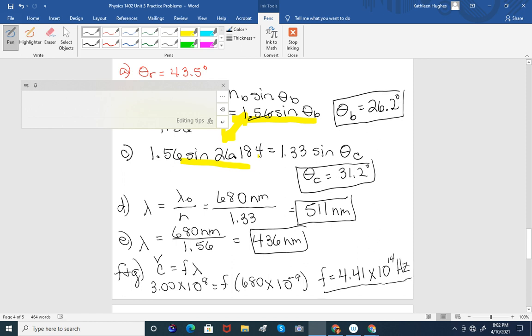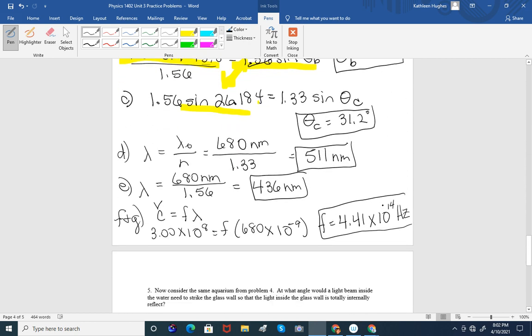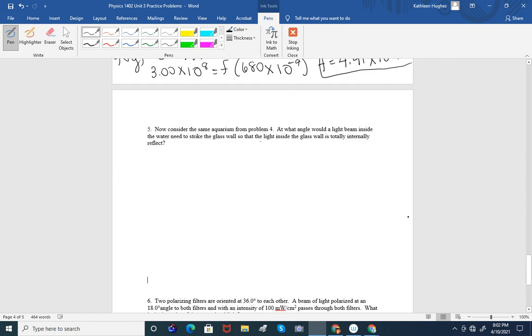Remember, visible light, the frequency is always on the order of 10 to the 14th. So pretty straightforward questions. Just want to make sure that you understand Snell's law, law of reflection. Frequency remains the same when we change mediums, but wavelength doesn't. All right, problem 5 says, now consider the same aquarium from problem 4. At what angle would a light beam inside the water need to strike the glass wall, so that the light inside the glass wall is totally internally reflected? So here's the picture.